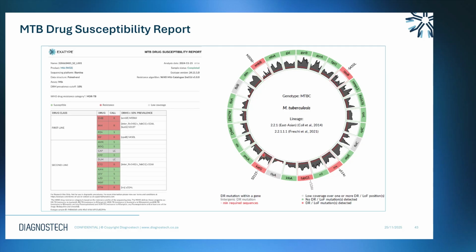If we look at that red line, that's showing us the cutoff. And as you can see, for some of the gray ones, it dips just below that cutoff, so it's been called as gray as a low coverage region. And then finally, in the actual reporting, we can see the first line and second line MTB drugs, as well as the resistance or susceptibility call or low coverage call. And then again, showing the specific gene and mutation that was called in that position.